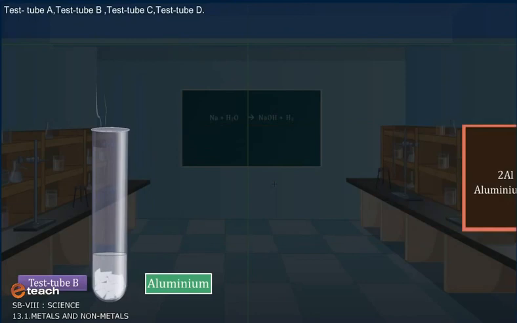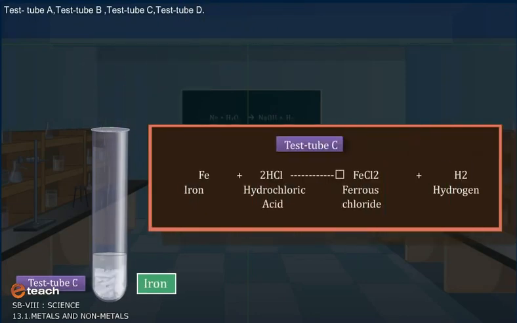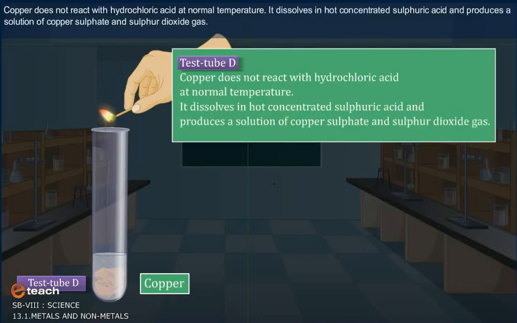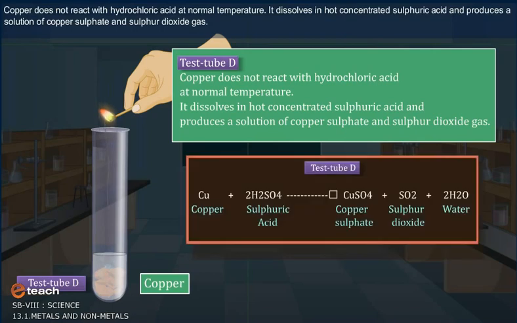Test tube A, test tube B, test tube C and test tube D. Copper does not react with hydrochloric acid at normal temperature. It dissolves in hot concentrated sulfuric acid and produces a solution of copper sulfate and sulfur dioxide gas.